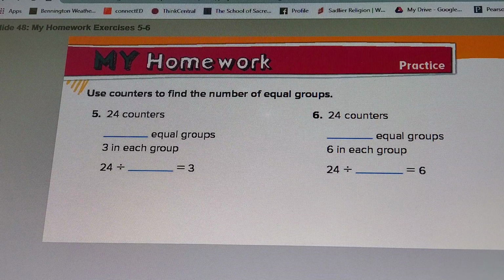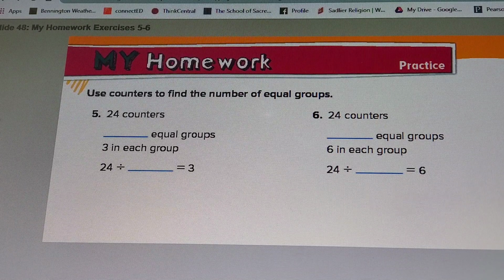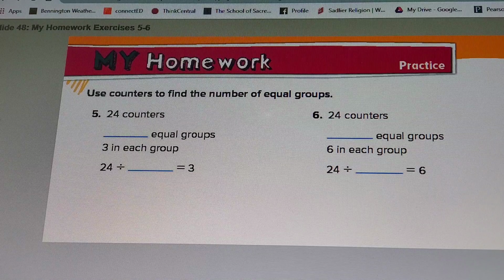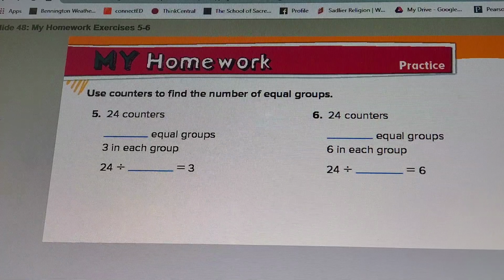On number 6, you're going to also use 24 counters. Now you're going to put them 6 in each group. So take 6, make a group. Take 6, make a group. Keep doing that until you have used up all 24 counters.